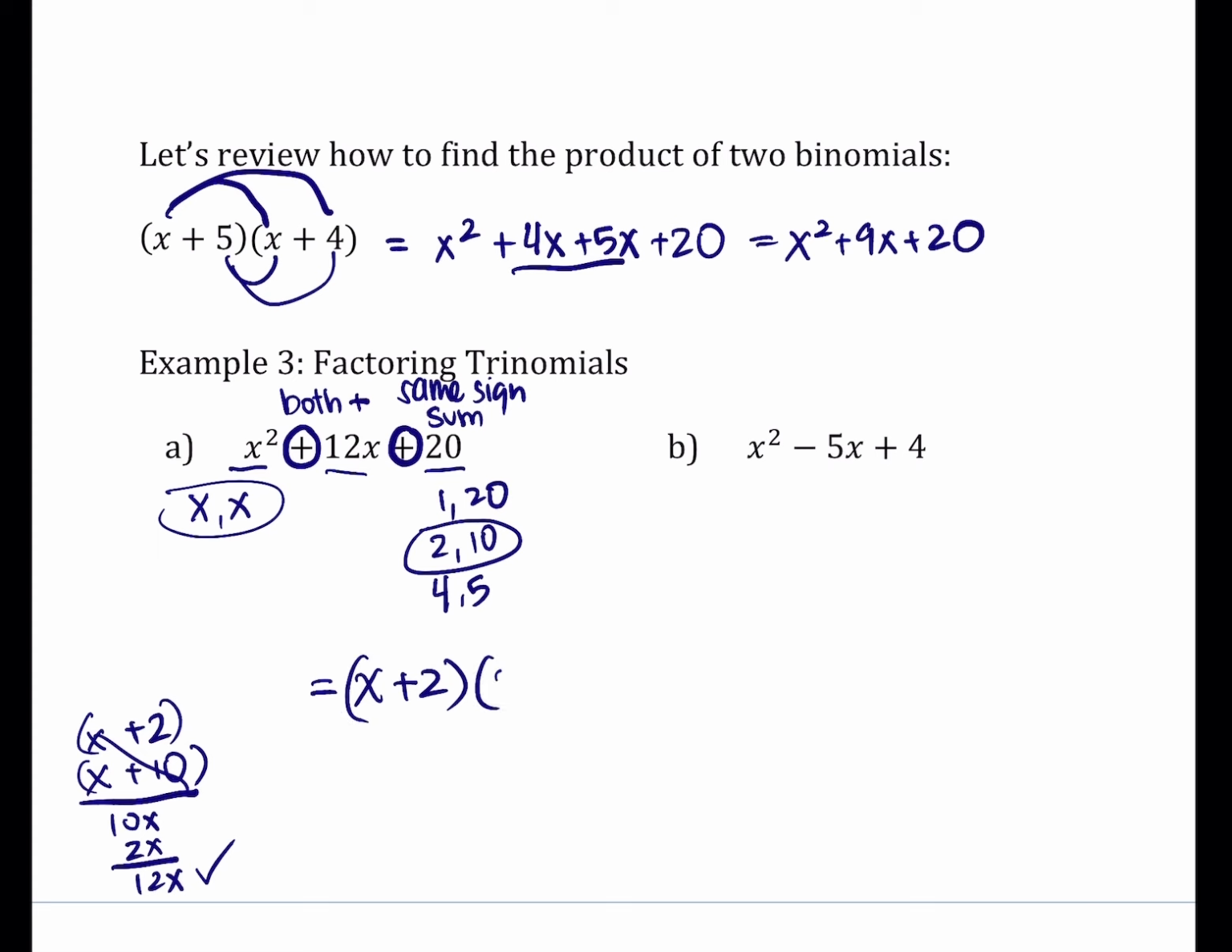And please box your answer. I know there's going to be a lot of work all around. Make it easy for you to find your answer.